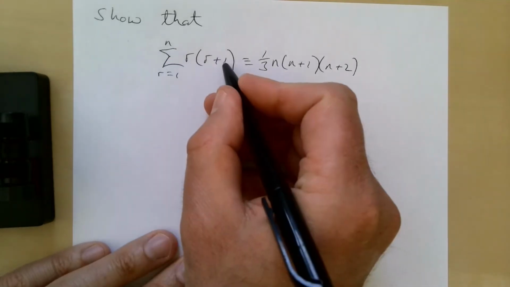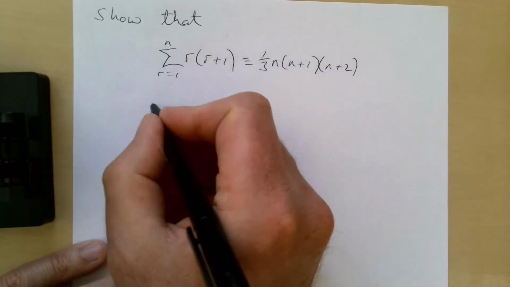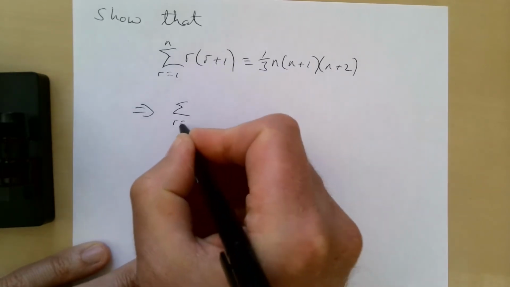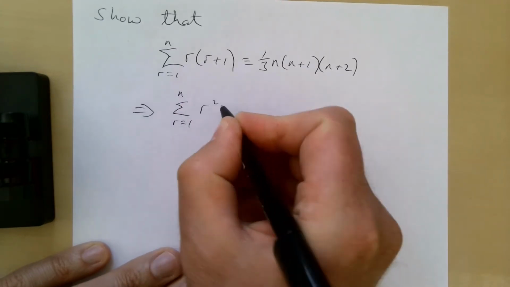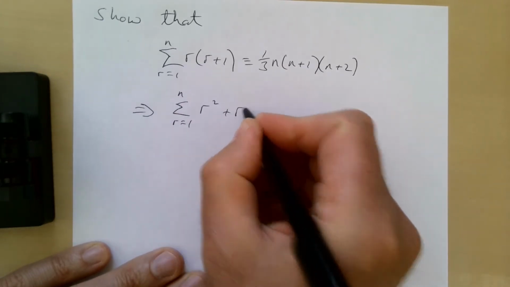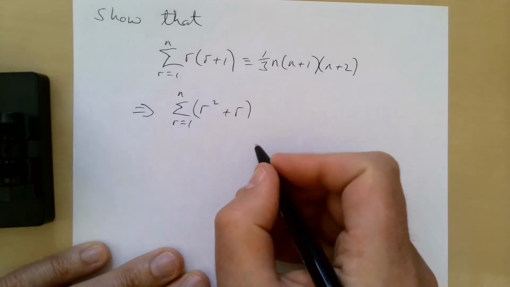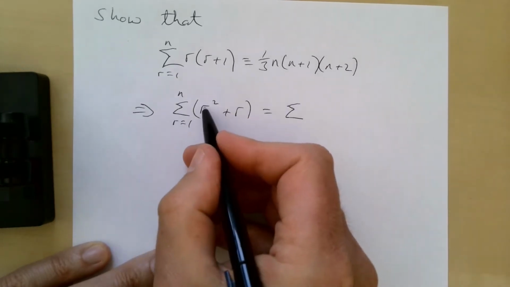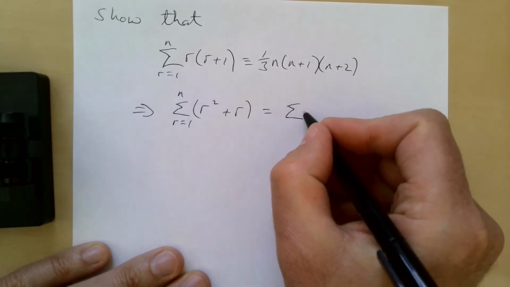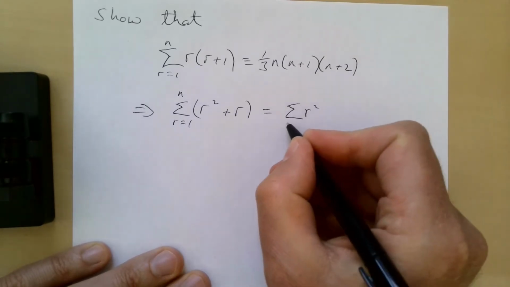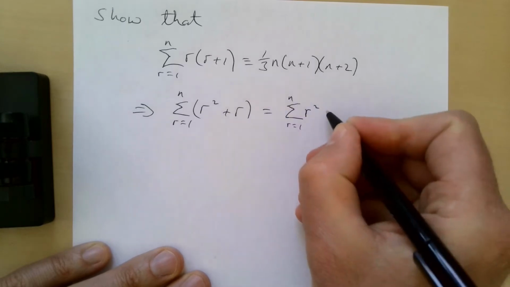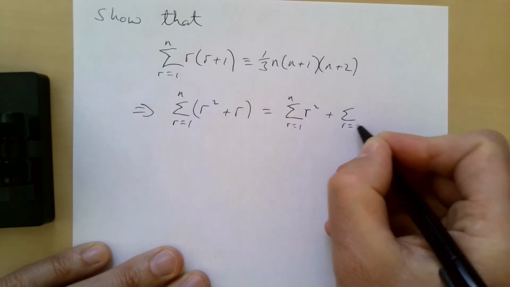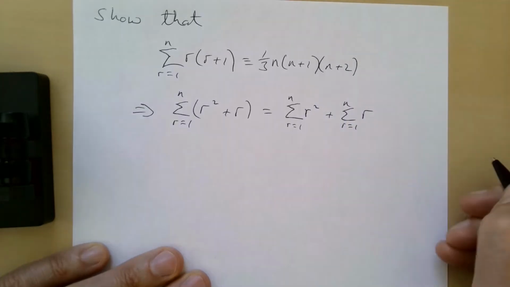So this here, if we multiply out our bracket, that's going to be the same as the sum between r equals 1 and n of r squared plus r. All I've done there is multiply the bracket. We can separate that out because that's like all the r squareds. So just separate it into two separate formulas: sigma r squared from r equals 1 up to n, plus sigma for r equals 1 up to n of r.